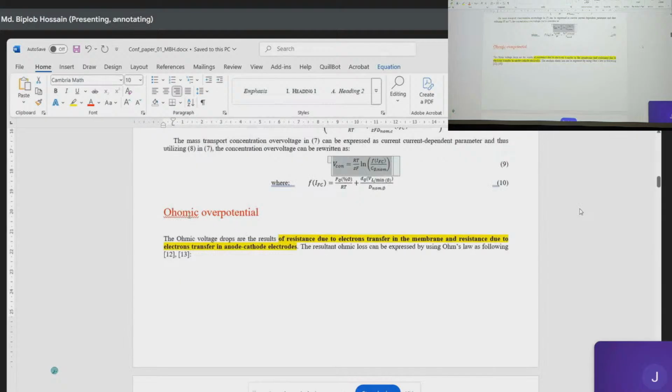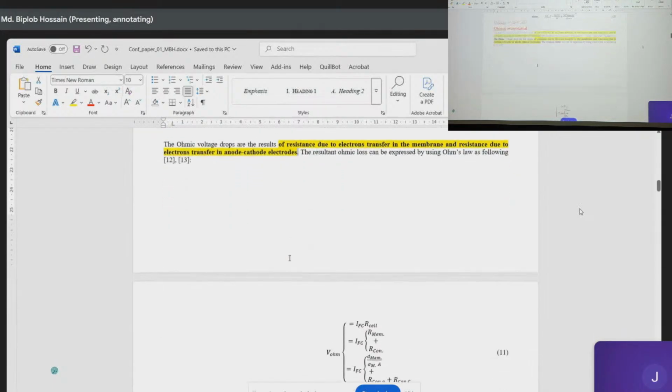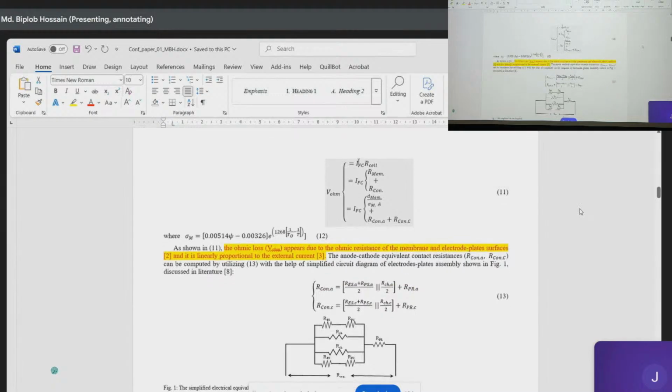The most important thing for electrical circuit designing is the ohmic overpotential. This ohmic overpotential is caused by the resistance of the membrane placed between the anode and cathode and the resistance of the contacts. These are the two main parameters that result in this ohmic overpotential. Here we can see it in equations. This is the very basic law, Ohm's law: voltage equals IR. This is the total ohmic voltage drop across a single cell.